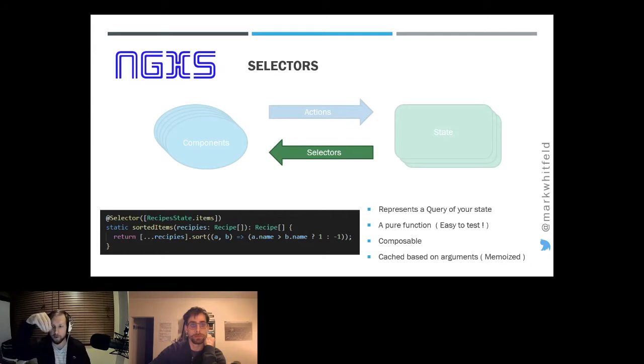So if that recipe array gets updated with something else, then this will do its processing, only if someone's listening to the selector. But if something else happens and the recipes don't change, this doesn't do any work. So it's highly performant and optimized.